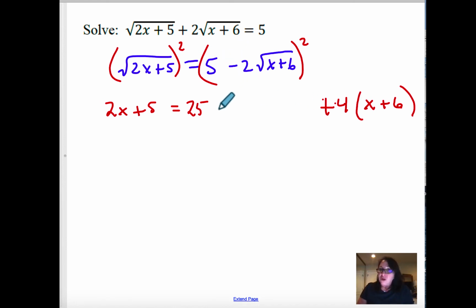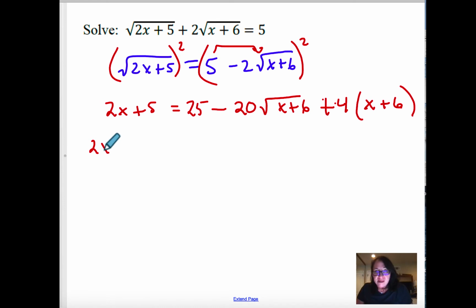Now, in the middle, you're going to multiply these two terms together. Now, remember, numbers get multiplied with numbers. So that's negative 10 root x plus 6. And then when you double that, that becomes negative 20 root x plus 6. So let's just simplify some stuff here.